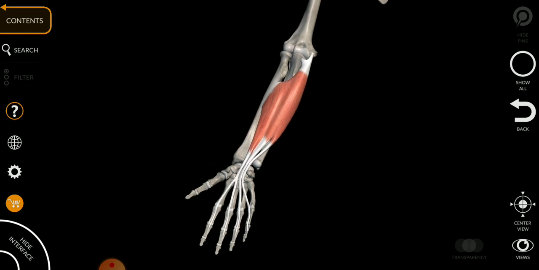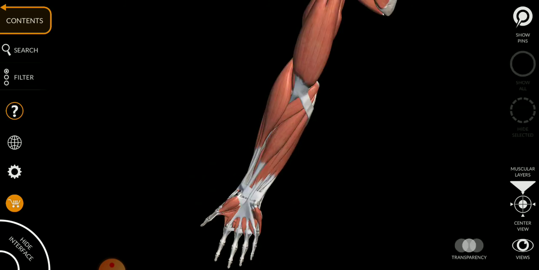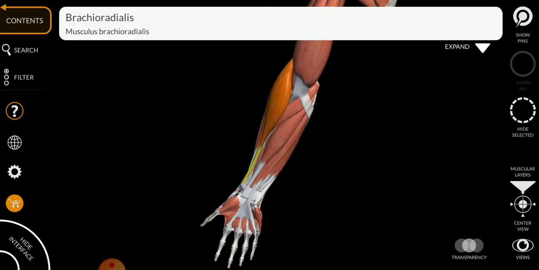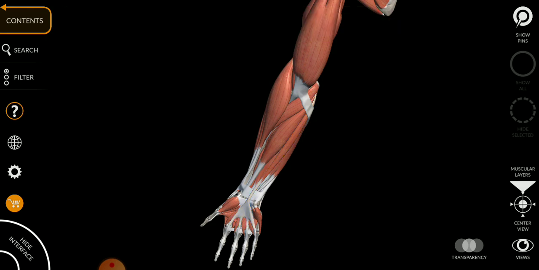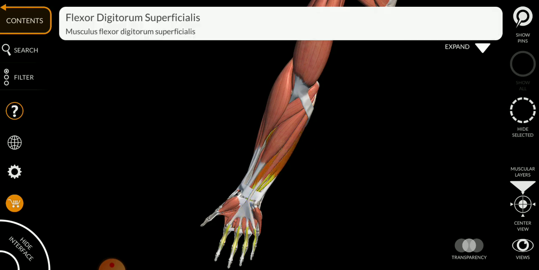So these are the muscles of your forearm: the brachioradialis, the pronator teres, the flexor carpi radialis, then the palmaris longus, and below the palmaris longus, the flexor digitorum superficialis.